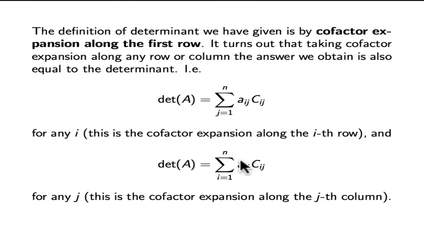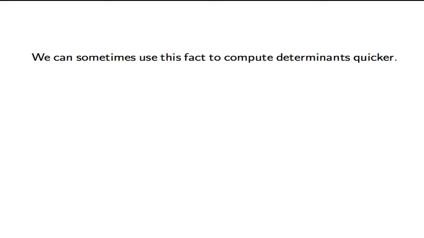And also, it's equal to the sum from i equals 1 to n of Aij, Cij for any particular j. So this is cofactor expansion along the jth column. So if we want to compute a determinant, we can take cofactor expansion along any row or any column that we wish. And we can use this fact to compute determinants quicker.